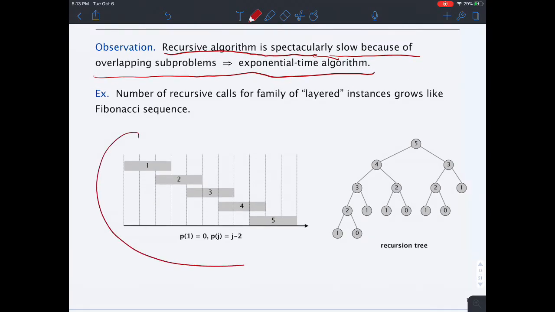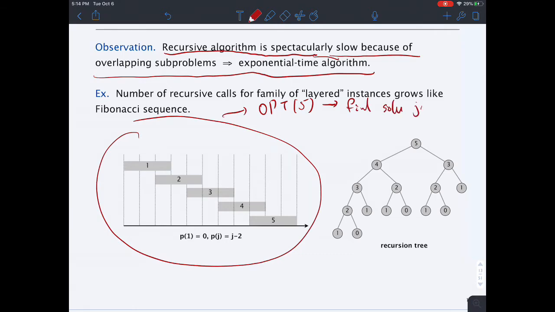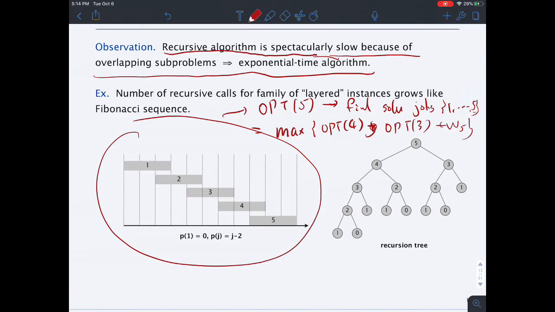So let's look into this problem. I want to be able to solve OPT5. Basically, that means I want to find an optimum solution for jobs 1 to 5. So what do I do here? Basically I want to find the maximum of OPT4, and OPT3 plus the weight of 5.